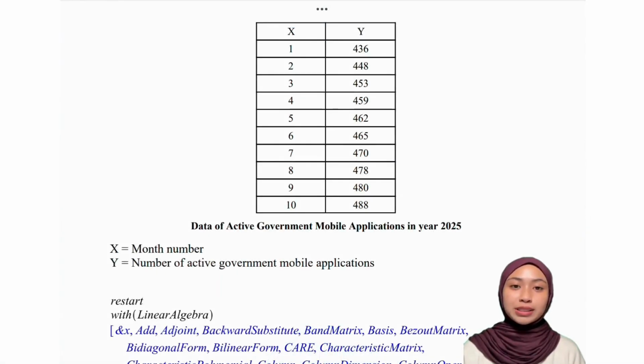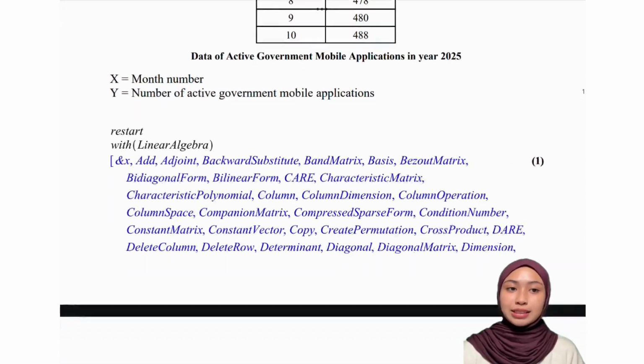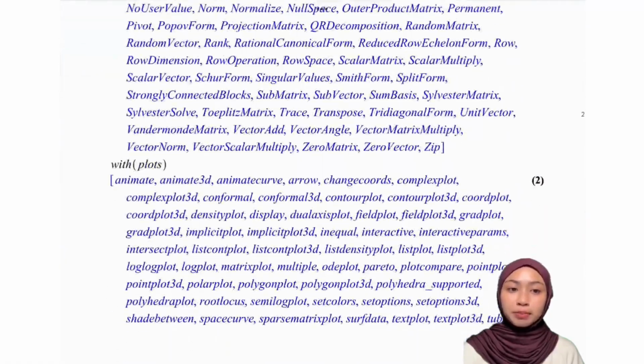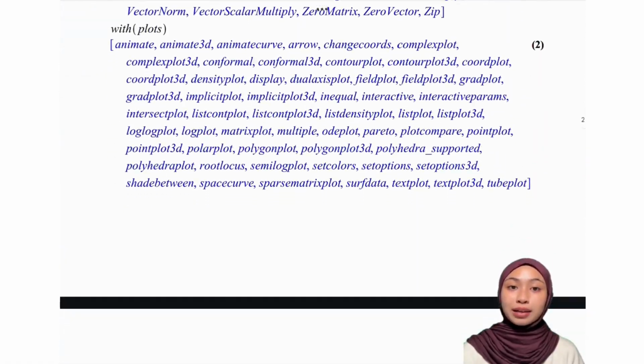Next, I'm going to present our calculation using Maple software. Our data consists of 10 months of records where the independent variable x is the month number and the dependent variable y is the number of active apps. To do this analysis, we use Maple's packages, which are LinearAlgebra and plots, to handle our math and graphs.